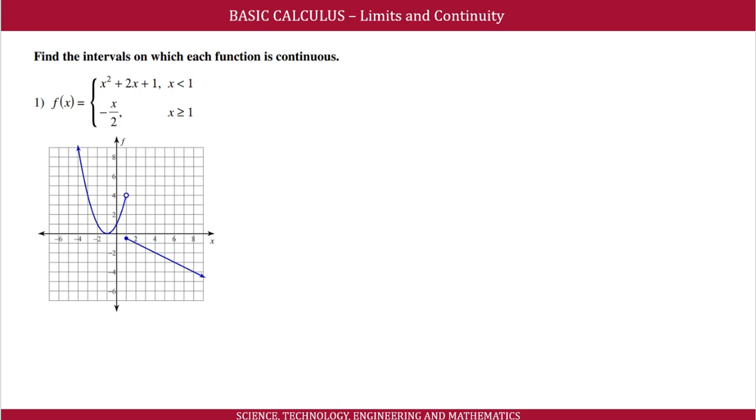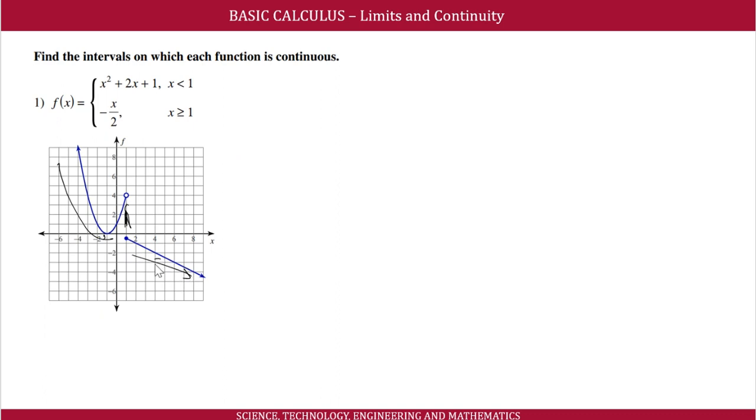Next. Find the intervals on which each function is continuous. Okay, the function is the piecewise function, x squared plus 2x plus 1, x less than 1, and negative x over 2, x greater than or equal to 1. If you graph the function, since the graph is already given, we can easily identify the interval. So the function is continuous on the interval except this portion right here, because we have a hole and a jump between the two portions of the graph. Okay, so therefore the function is continuous here and in here.